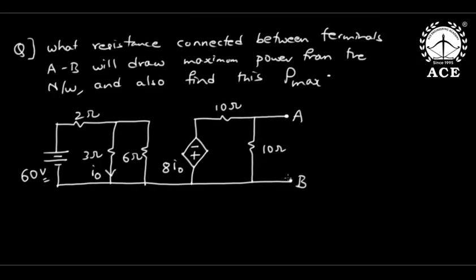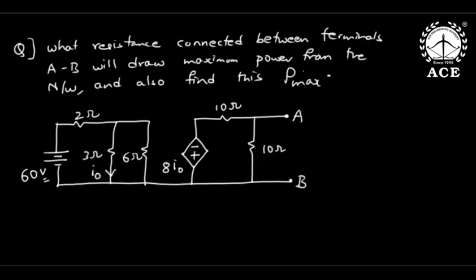Now this is a very straightforward problem, sir. Here I am not only asking the resistance, but I'm also asking the value of Pmax. So what resistance connected between AB will draw maximum power from the network, and also find this Pmax. Now this is simple Thevenin's category 2. In Thevenin's category 2, we find VOC and ISC.